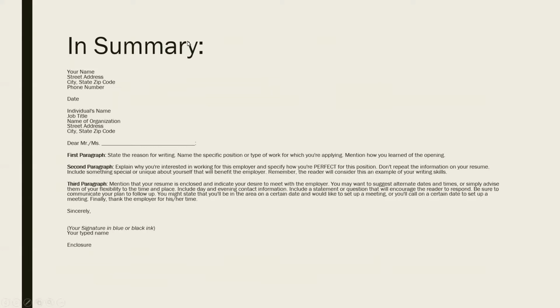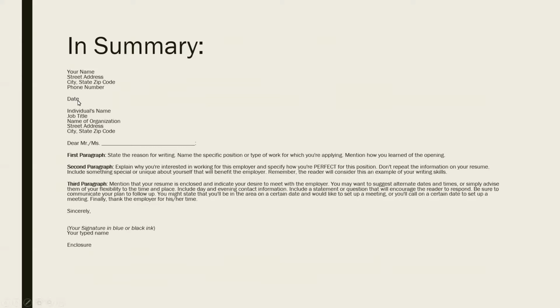Okay, so here is our whole format in summary, right? This is what a letter would look like. Again, at the top, your name, street address, phone number. I actually forgot to put email on here. You want to put your email on there as well, since that's how most employers communicate these days.